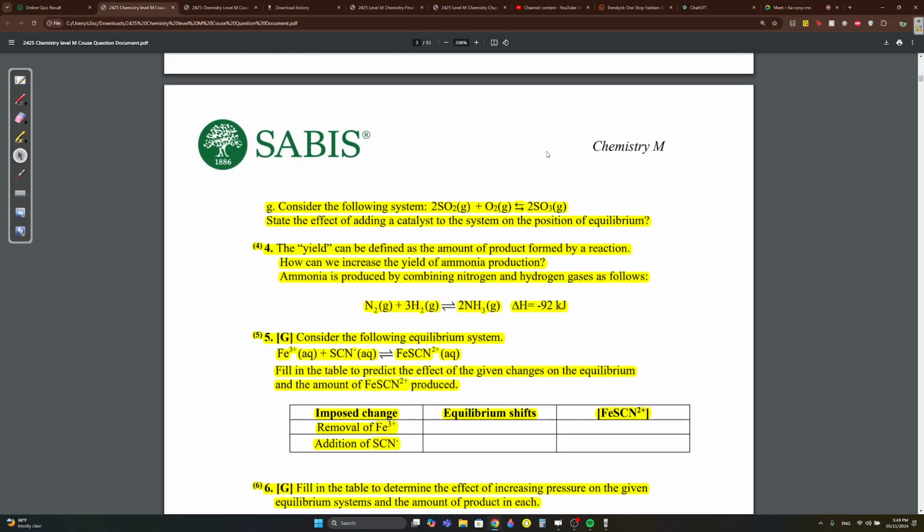Yield can be defined as the amount of product formed by a reaction. How can you increase the yield of ammonia production? Ammonia is produced by combining nitrogen and hydrogen gas as well. If you want to increase the products, what can you do? You can increase the concentration of hydrogen, you can increase the concentration of nitrogen, maybe you can increase the pressure, because if you increase the pressure, it will move towards the right, fewer gaseous moles. All of these are correct answers.